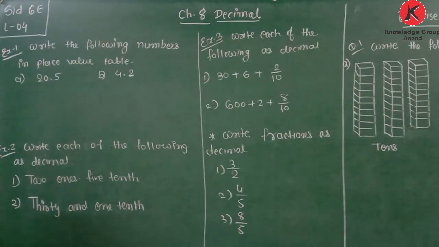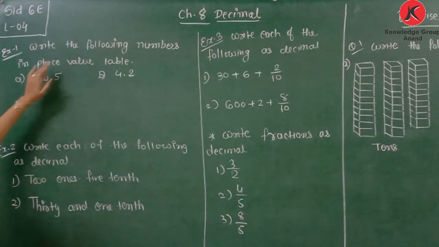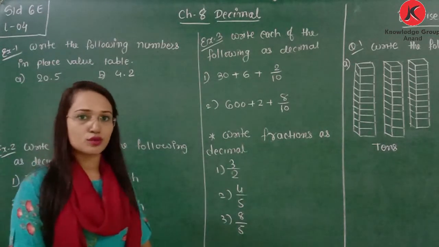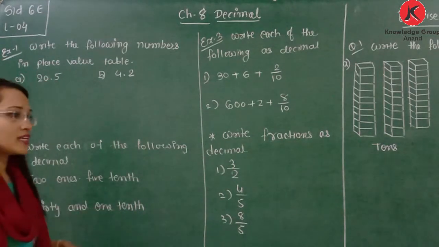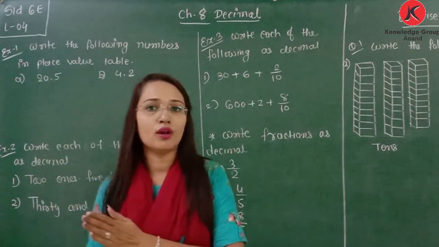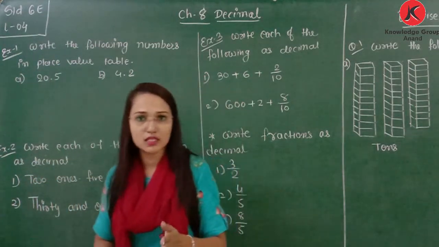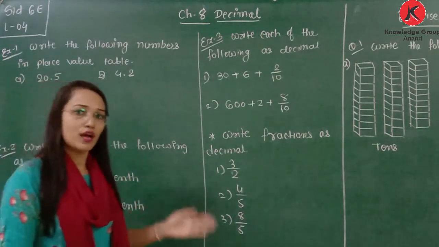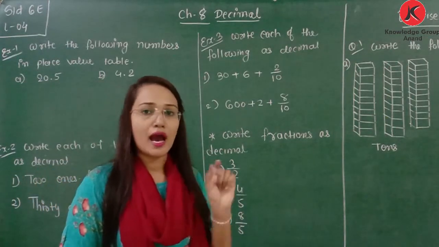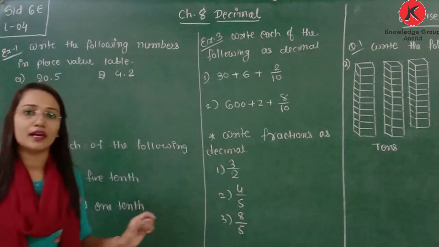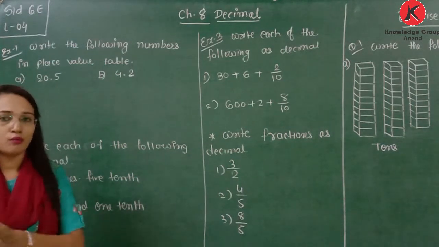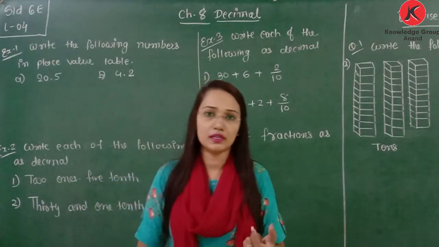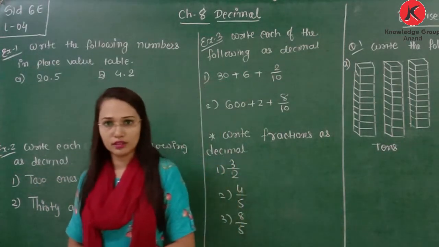So let's start. Here first is: write the following numbers in a place value table. We learned the place value table for decimals also. In a decimal, I explained that if you are moving to the left side from the decimal point, then you need to multiply with 10, 100, 1000. So first value will be ones, after that comes tens, and after that comes 100. And if we are moving to the right side from the decimal, we need to divide by 10. So the first value represents 1 by 10, the second value represents 1 by 100.